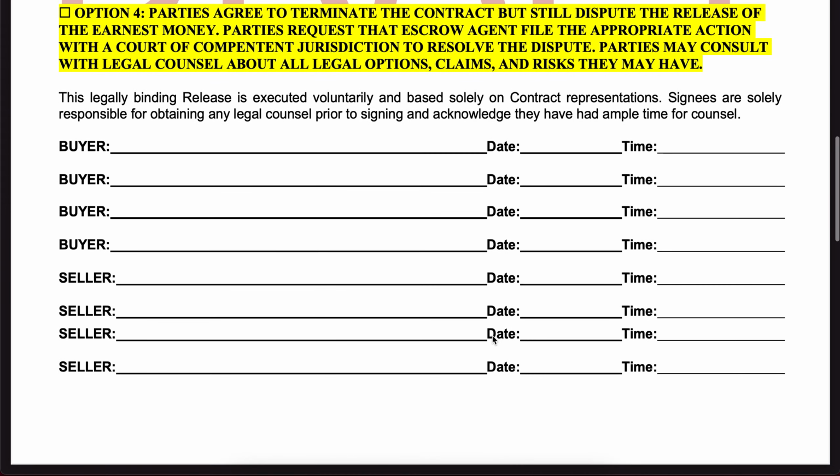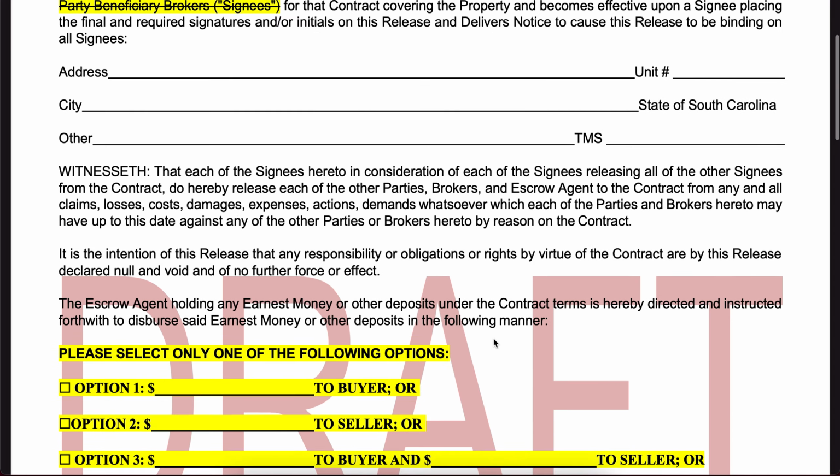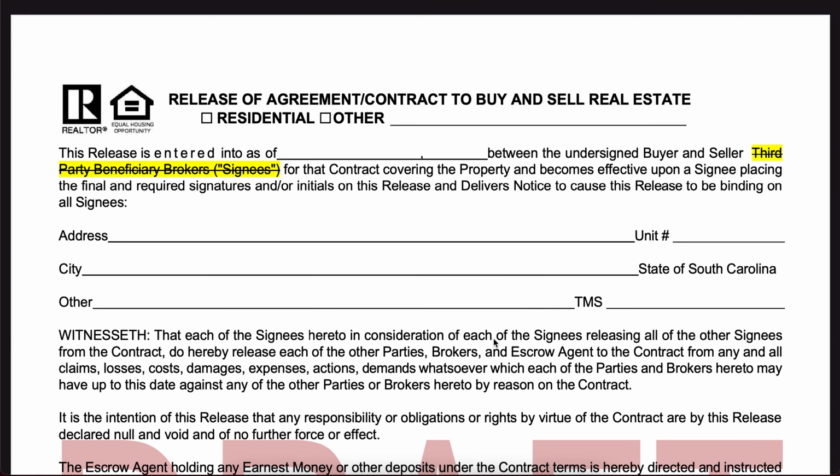And then, of course, we now have 4 buyer lines and 4 seller lines, but no broker signatures on there. So those are the changes to SCR Form 518, the release of agreement.